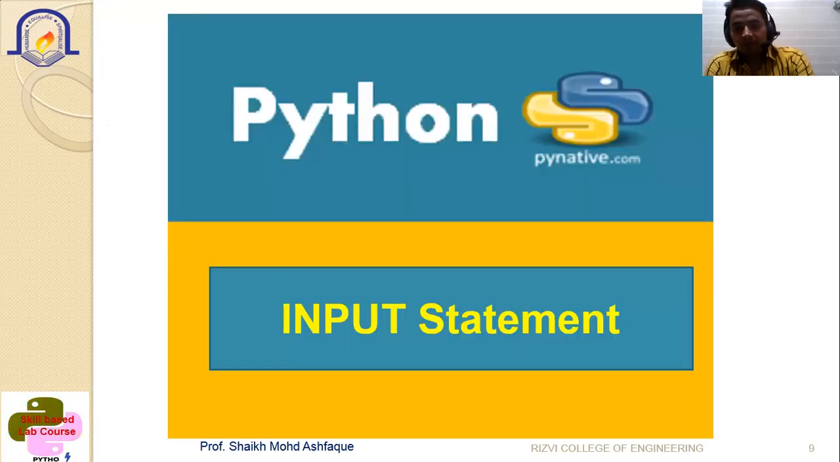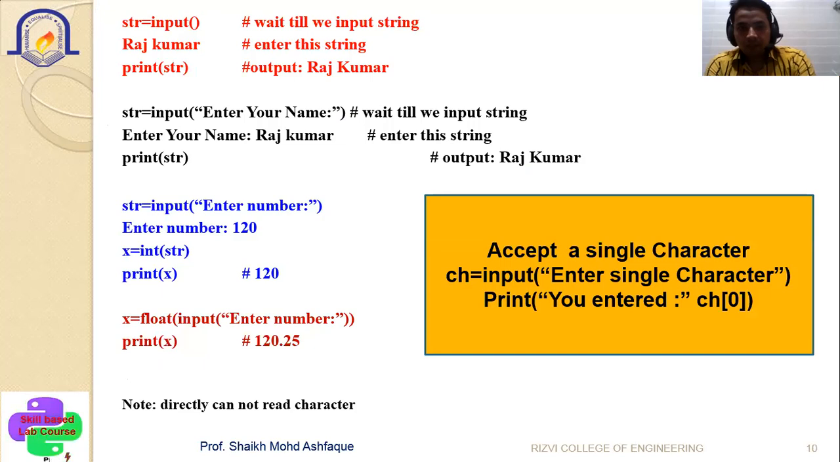Hope everyone has understood the output statement. Now we are going towards the input statement. Input statement, as we know, is basically the method to take the input from the user, right? That input will be treated as your string. So here str is equal to input. So here it will accept the input from the user.